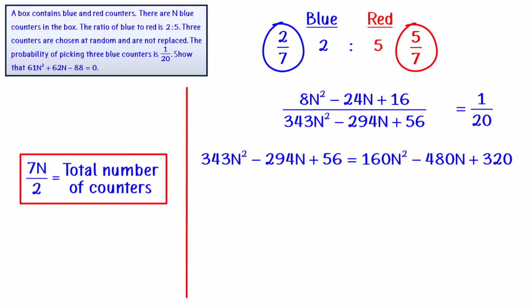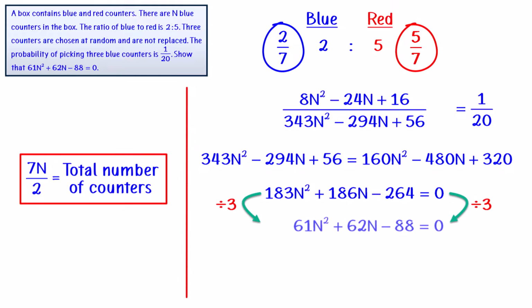Now move everything to the left-hand side to give 183n squared plus 186n minus 264 is equal to 0. And finally, simplify by dividing both sides of the equation by 3 to give 61n squared plus 62n minus 88 is equal to 0.